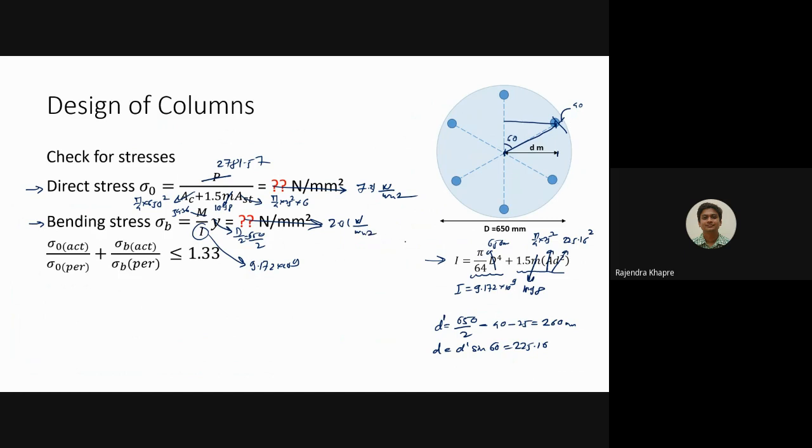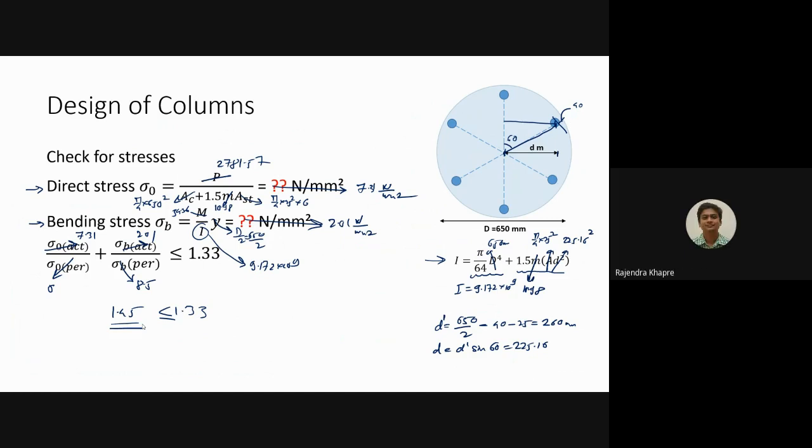Okay, so now you have these values with you. So sigma c actual is 7.31, sigma bending actual is 2.01, whereas sigma c permissible is 6, and for bending it is 8.5. How much is this value? So 1.45. ये ज़्यादा आया है? Yes, sir. Okay, so what has to be done?